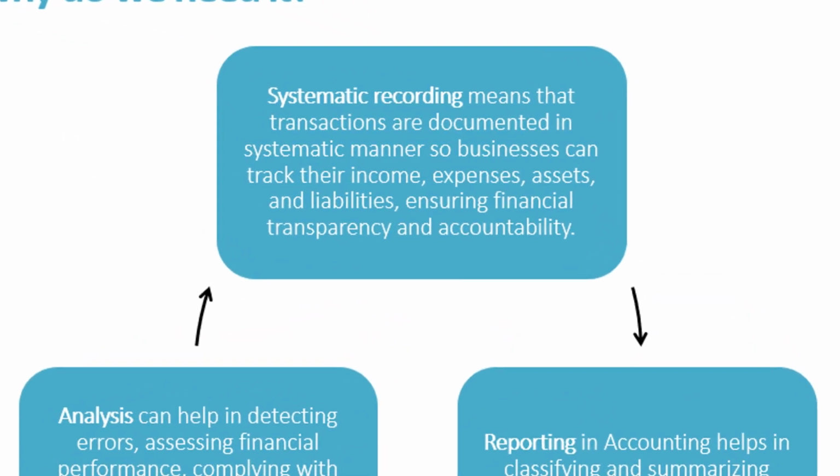One of the primary purposes of accounting is to provide accurate and reliable financial information. This information is crucial for both internal and external stakeholders, such as management, investors, and creditors. They rely on this data to make informed decisions about the financial health of a company.